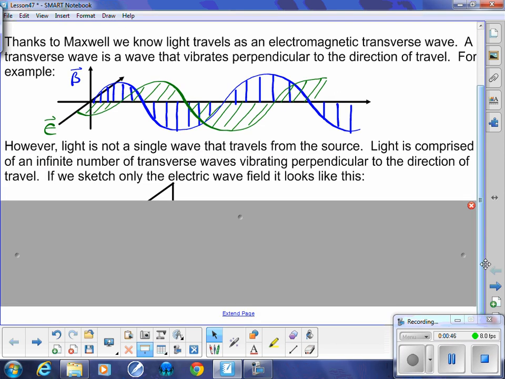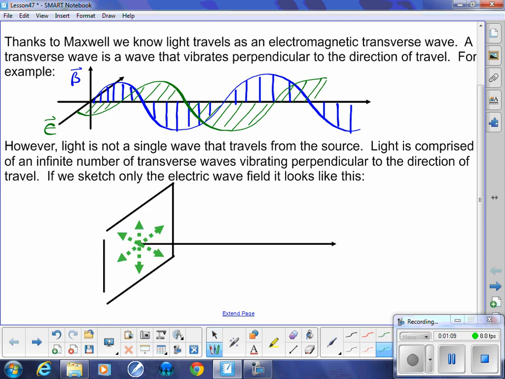So if we move on to the next phase in our journey through light, light's not a single wave. A light source produces a huge number of transverse waves, and they're vibrating perpendicular to the direction of travel, but they don't necessarily all travel in phase. So for this kind of diagram, we're just going to look at the electric field of the electromagnetic wave. So we're just going to look at the green wave itself.